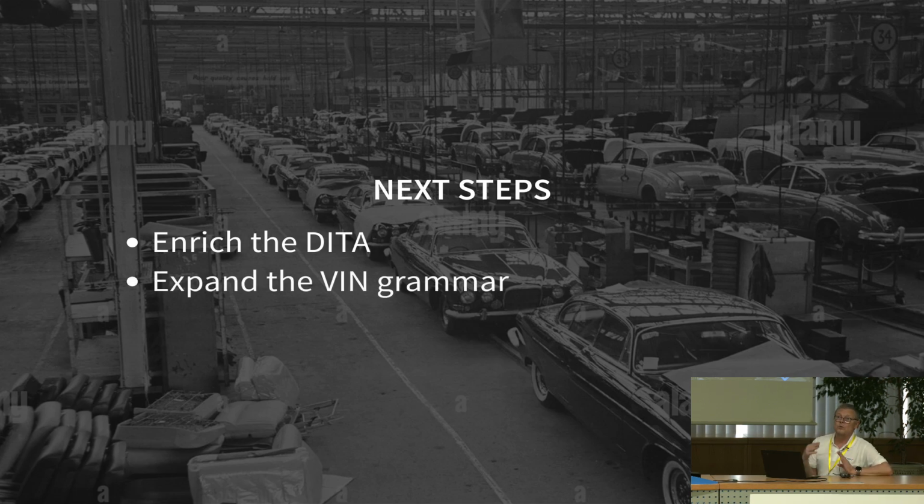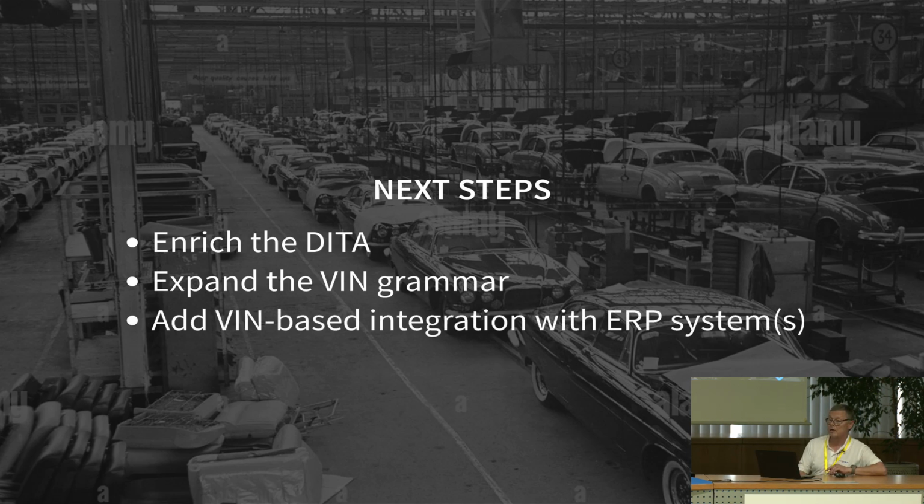Now, I do need to expand the VIN grammar because that basic grammar covers the only manufacturing plant they have. They will have new model years. That's dictated by one of the ISO standards that dictates how VIN numbers work, but they're not in the grammar currently. There may be additional features specific to a new model, things like that, so the grammar needs to be updated. And the VIN-based integration with ERP systems, that's yet to come properly.